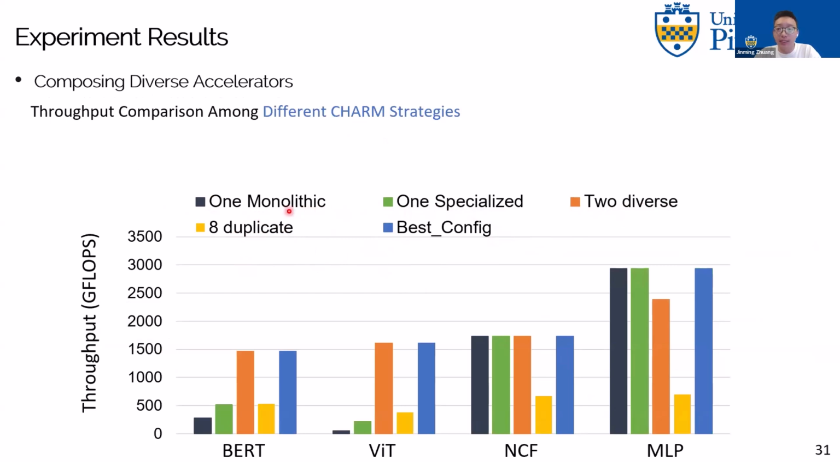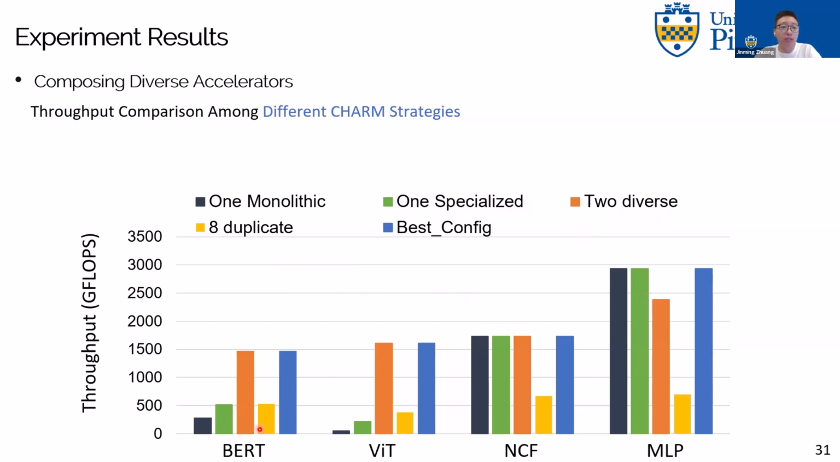Here, the one monolithic design is a general solution that can handle applications with matrix multiply of arbitrary sizes. And we leverage the single accelerator DSE to find the specialized hardware design for each application. They're called one specialized accelerator design. The two diverse design is a representative setting found by Charm. The duplicate design applies the same methodology as AMD DPU, which puts several accelerators with the same configuration together.